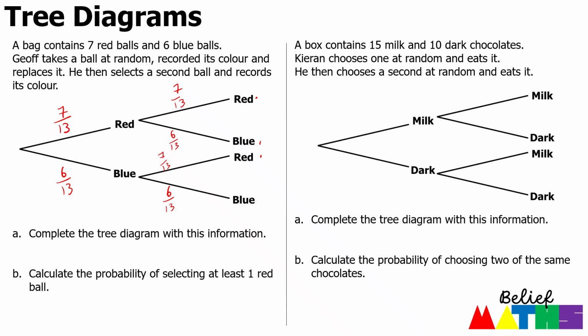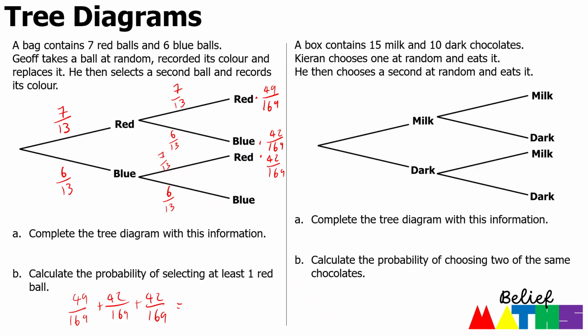To work out these probabilities, I multiply along the lines. So I do 7 over 13 times 7 over 13. That's 49 over 169. Then 42 over 169, and 42 over 169. And I'm going to add those together. So 49 over 169 plus 42 over 169 plus 42 over 169.